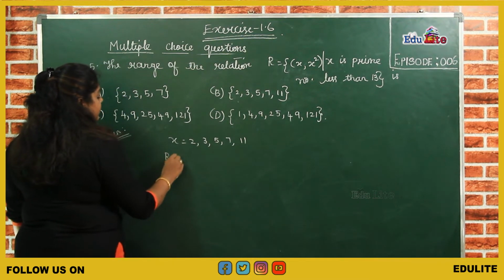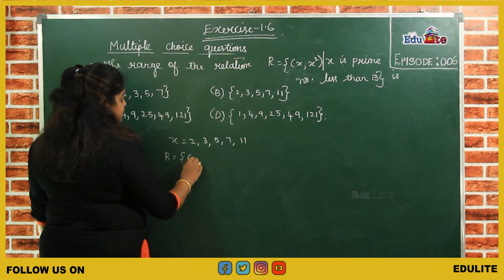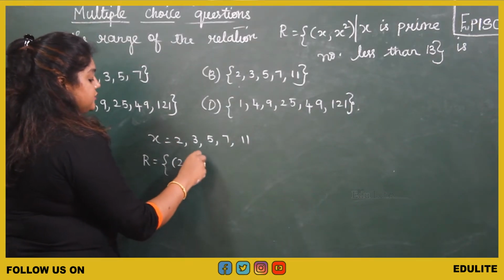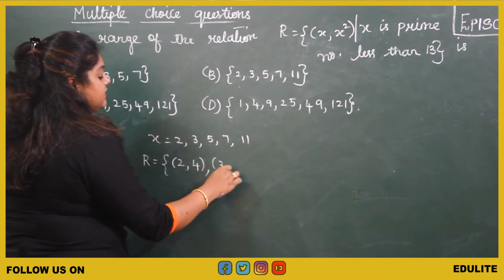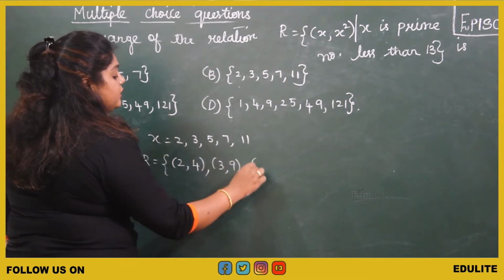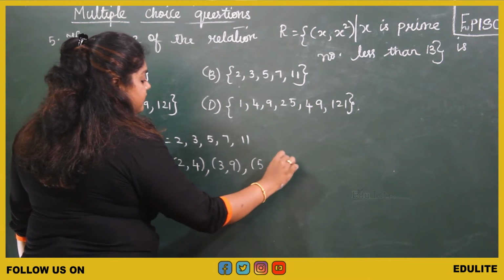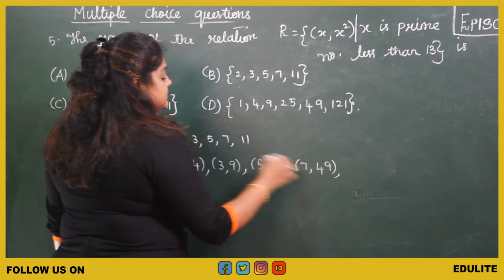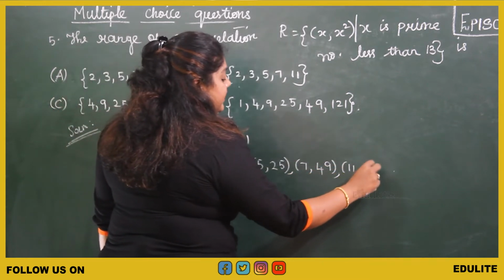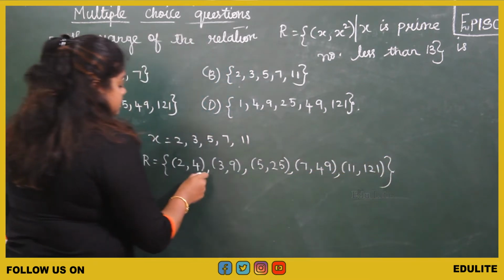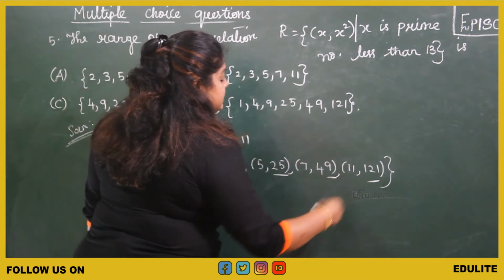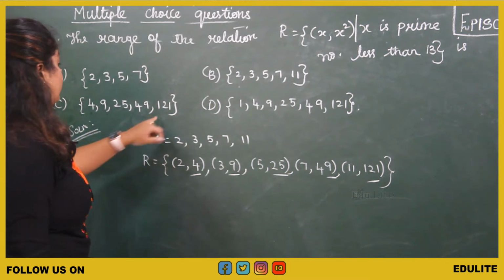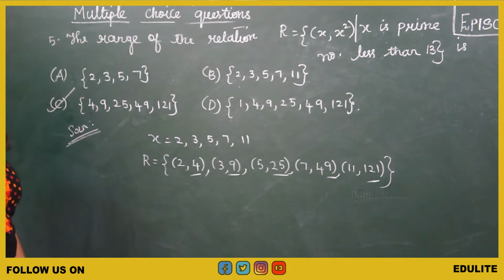Now, we have to find the range which is equals to x, x square. First, x value is 2. Its x square is 2 square is 4. Next, x value is 3. 3 square is 9. Next, x value is 5. 5 square is 25. Next, x value is 7. 7 square is 49. Next, x value is 11. 11 square is 121. This represents the range 4, 9, 25, 49, 121. So, which is the right option for this problem?